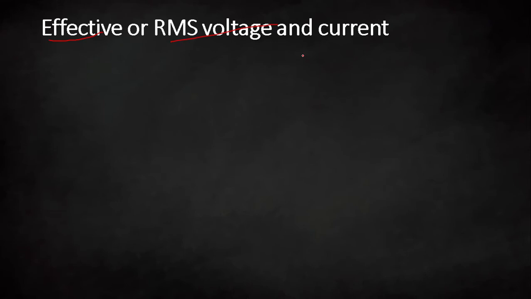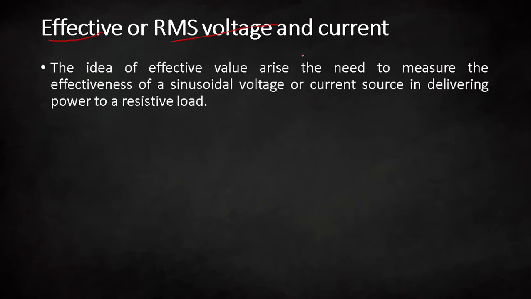Whenever we are dealing with some kind of voltage source or current source, generally we represent the voltage and current in the form of RMS value or effective value, not in the form of peak value, average value or instantaneous value. So that RMS value or effective value is what we are going to understand.